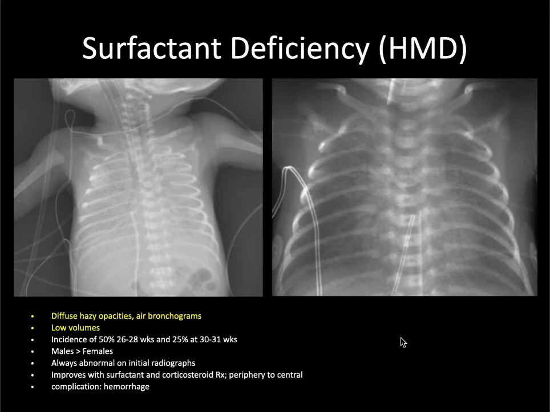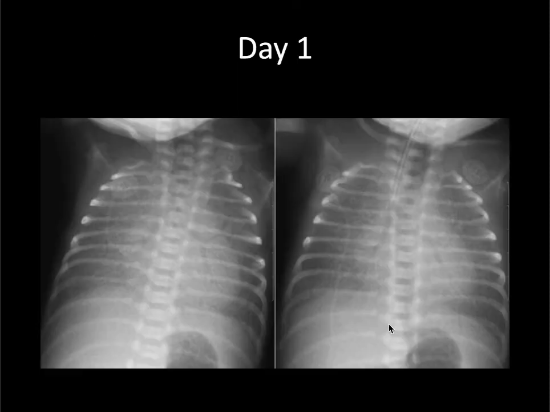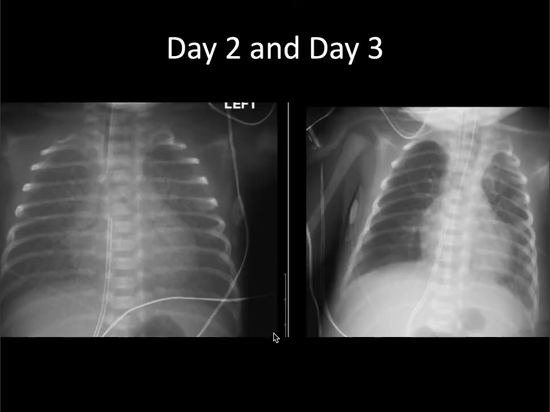One of the complications of surfactant deficiency is hemorrhage. An example of hyaline membrane disease on day 1: chest X-ray looks abnormal, with low lung volumes. You have hazy bilateral airspace opacities with air bronchograms. And on day 2 and 3, after administration of surfactant or corticosteroids, the airspace opacities improve. You still have some air bronchograms here, but definitely better by day 3. Improves on the periphery first and then centrally later.